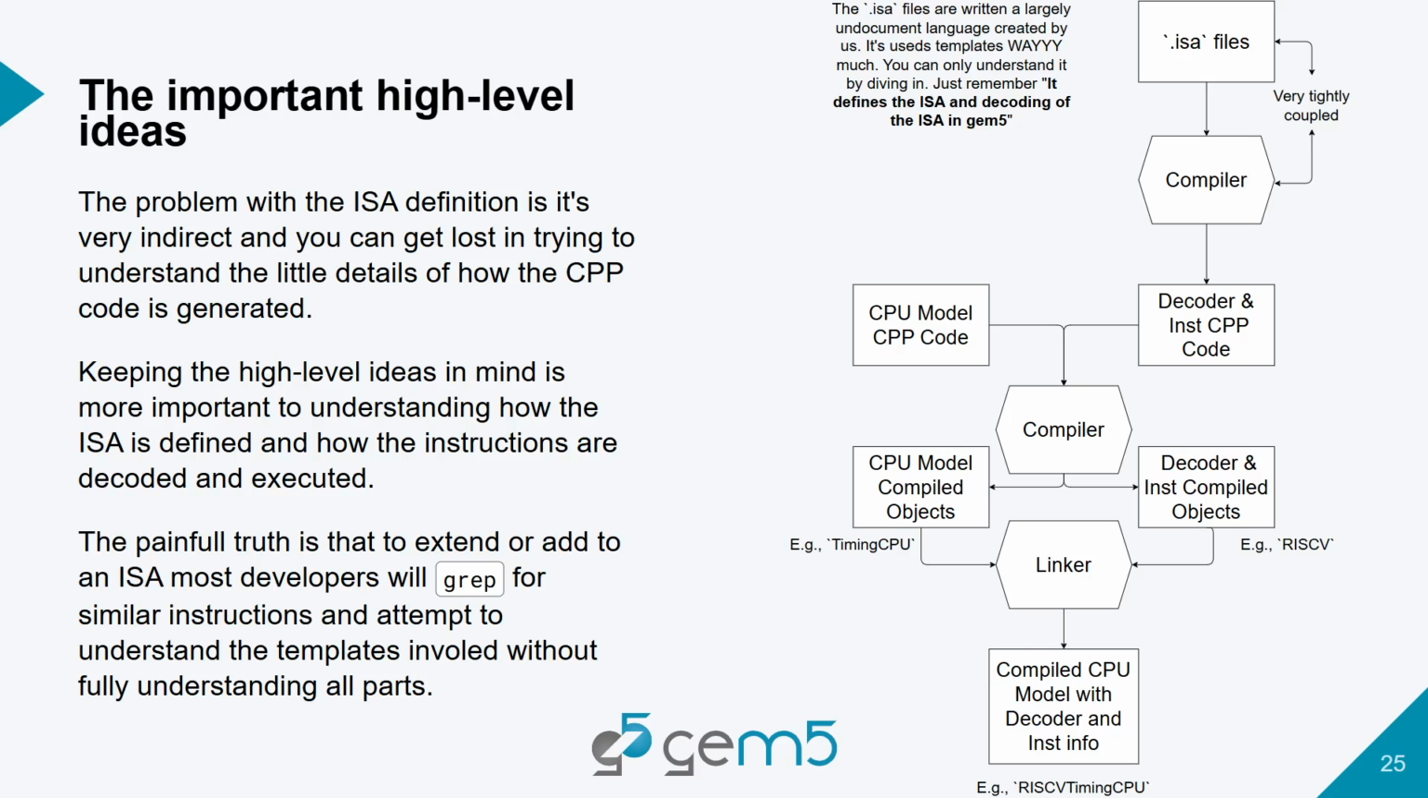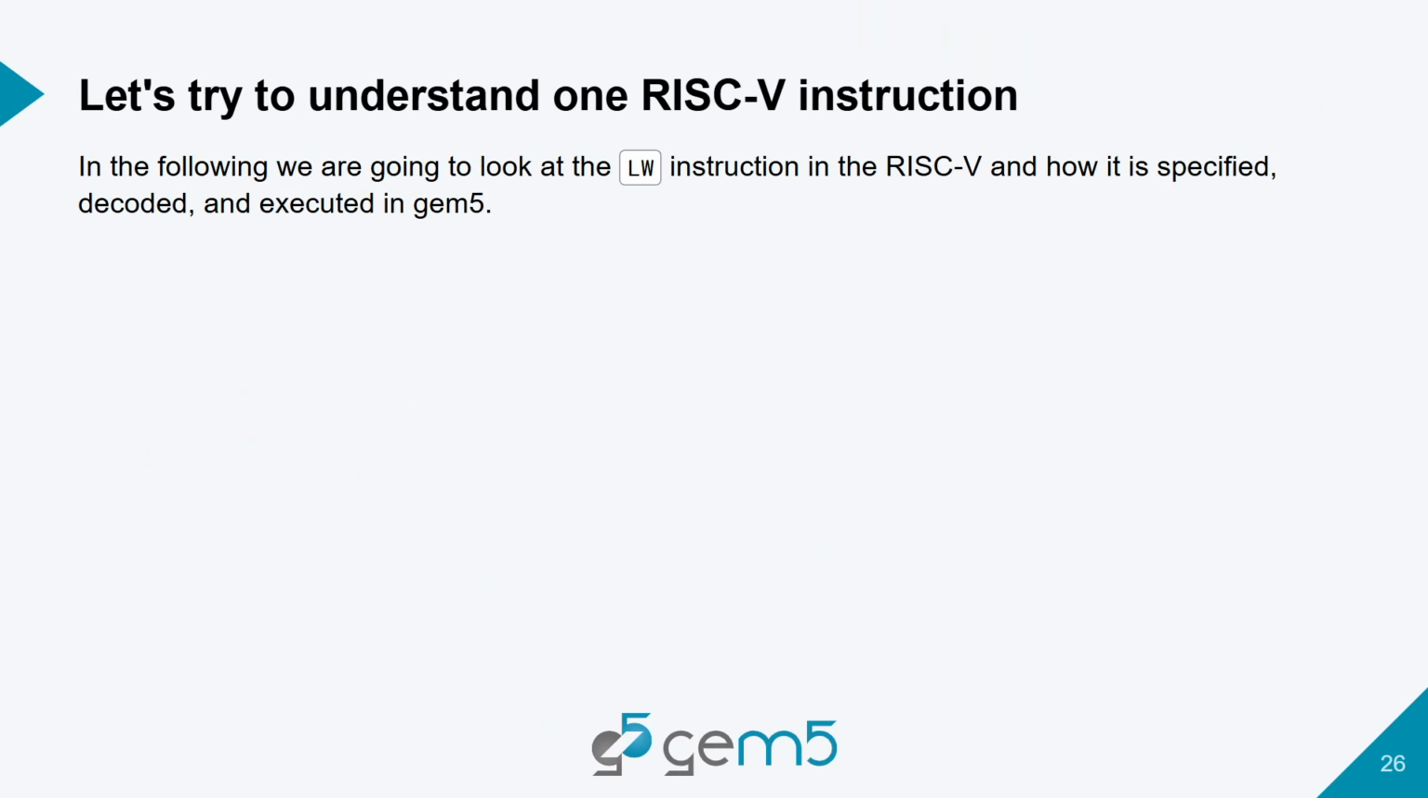Okay, I'm going to go into some examples here. I'm going to look at one instruction inside RISC-V and see how it's decoded and eventually executed, just to look at the source code and see if we can understand this a bit easier. The instruction we're going to focus on is LW, or load word, which loads a word into our register. It's a pretty simple instruction, but it should give you an idea of how this is all done.